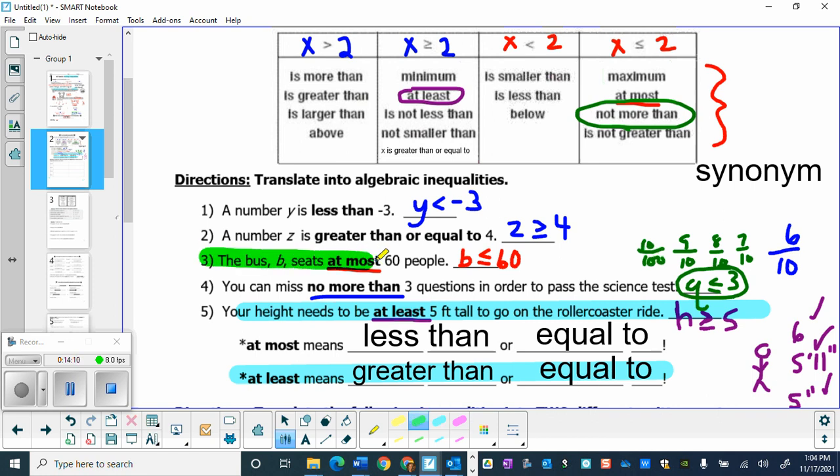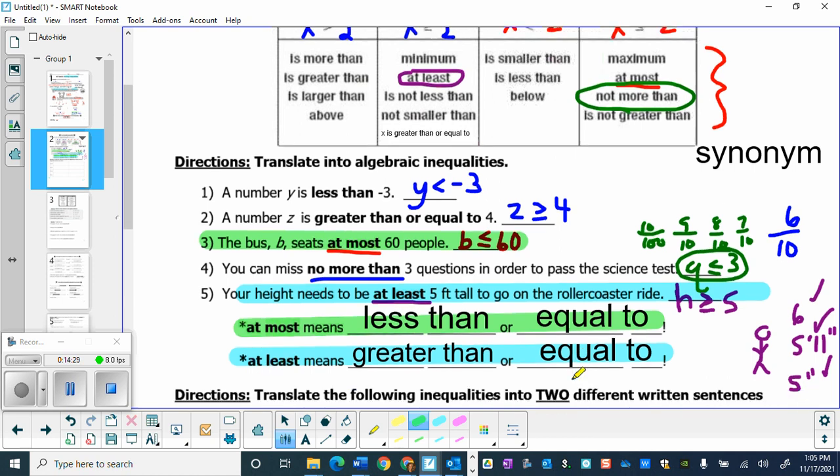And if the bus seats at most 60 people, it seats less than or equal to 60 people. So I've highlighted and color coded the "at most" and the "at least" to help you remember that "at most" actually is less than or equal to, and "at least" is actually greater than or equal to.